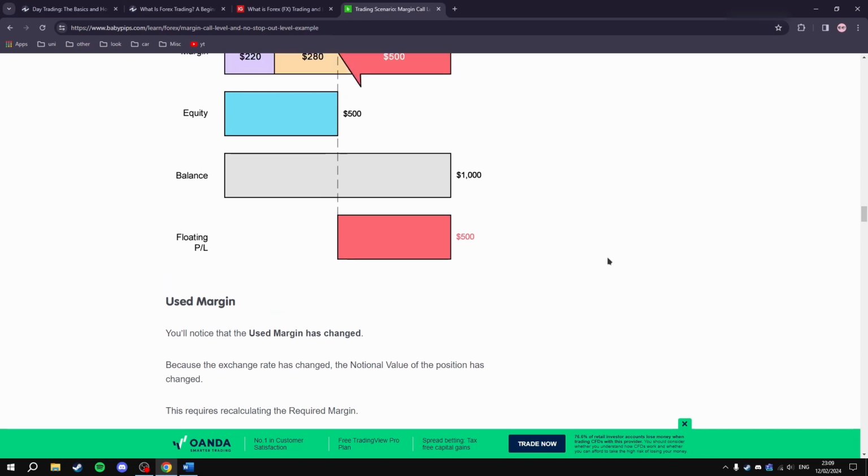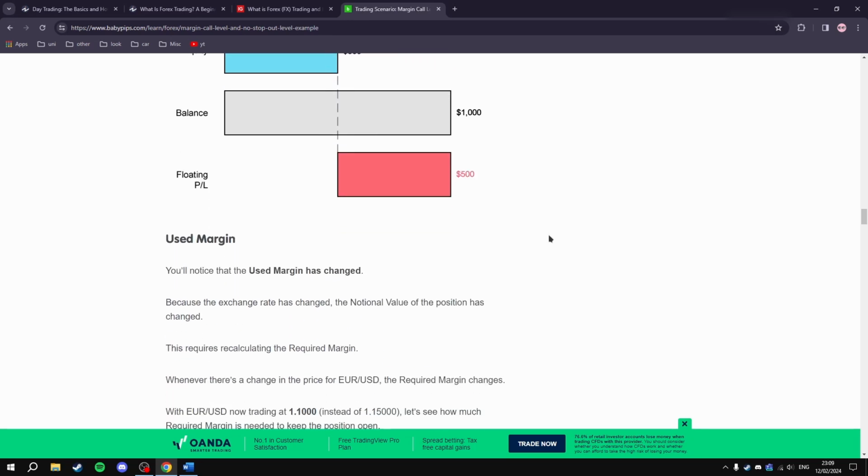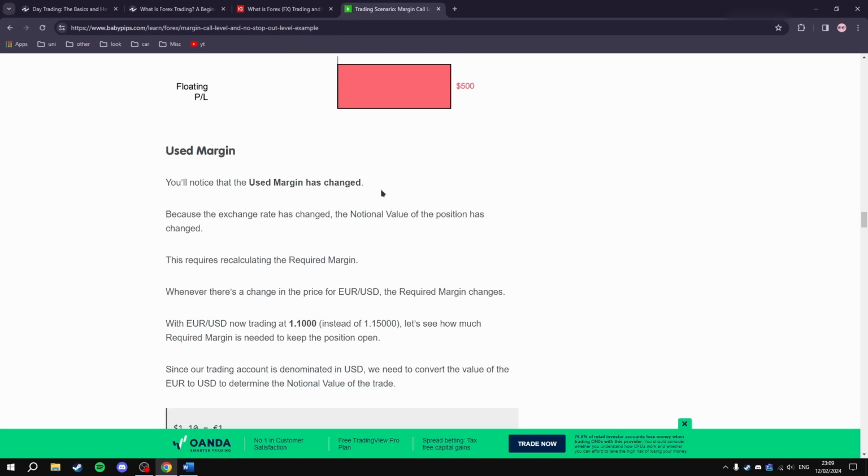You'll notice that the used margin has changed. Because the exchange rate has changed, the notional value of the position has changed. So the original value has changed. This requires recalculating the required margin. Whenever there's a change in the price for EUR/USD, the required margin changes.